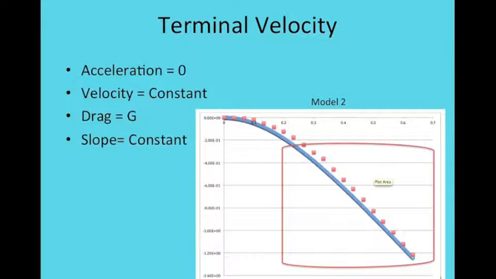Now, let's talk about a term called terminal velocity. What this means is that at a certain velocity, the drag force is going to be equivalent in magnitude, but in the opposite direction, of the force of gravity acting upon the object due to Earth. At terminal velocity, the object will be moving at constant velocity because the acceleration, or change in velocity over change in time, is equal to 0. At constant velocity, the slope of the line should be linear, or constant. We can see here that our second computational model data represents this.